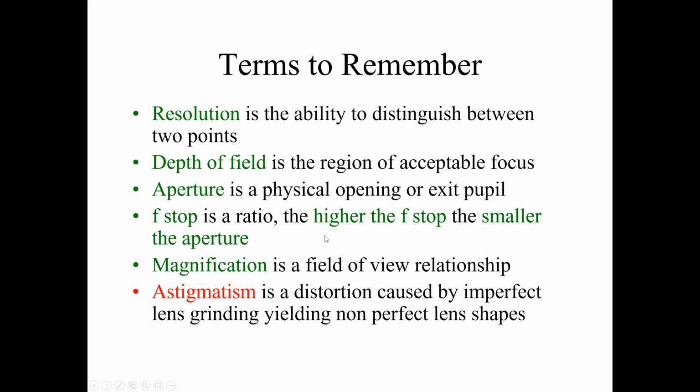Magnification is a field of view. The electron microscope doesn't physically increase the size of something. It just changes the field of view when you dial up the magnification. And astigmatism is a hard stop. It's a distortion caused by imperfect lenses, grinding non-perfect lens shapes.